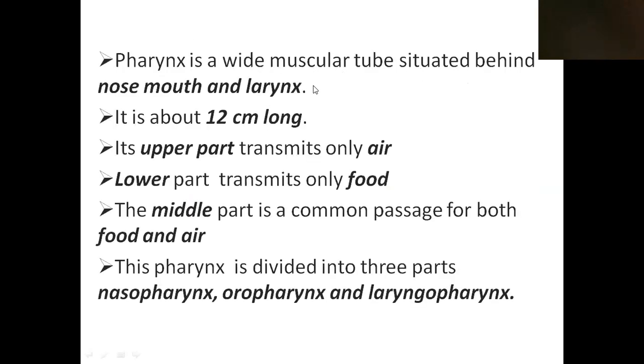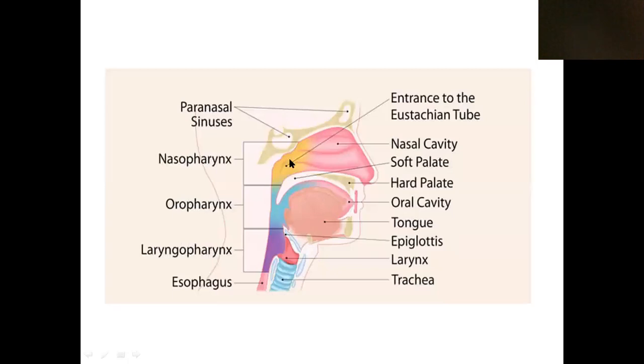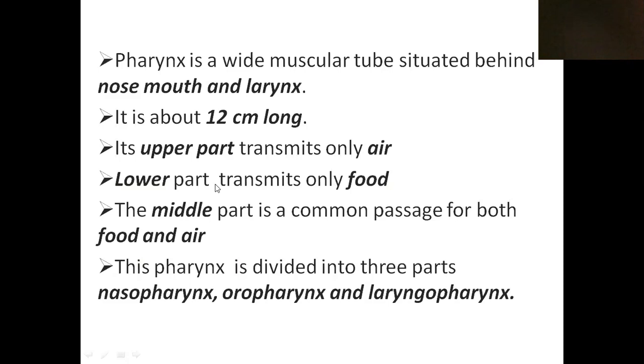It's a muscular tube situated behind the nasal cavity, oral cavity or mouth, and the larynx. It's around 12 centimeters long. The upper part, this yellow colored area, transmits only air, but the middle part transmits both air and food, and the lower part only food. So the middle part is a common passage for both food and air.